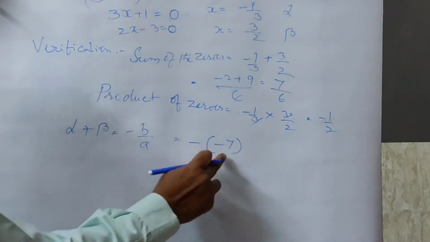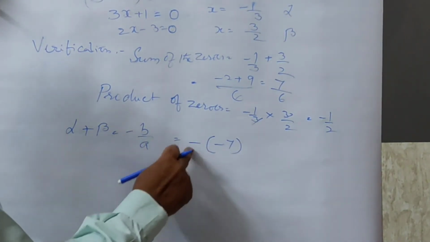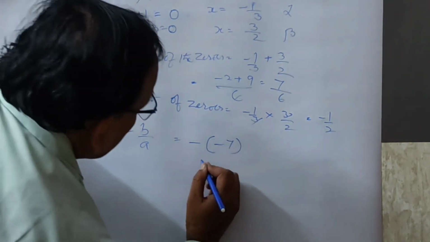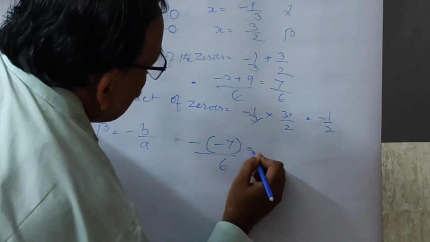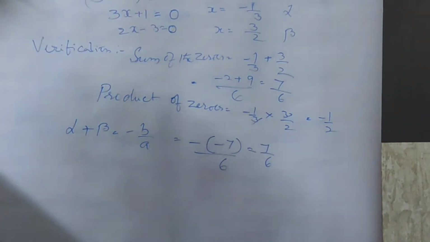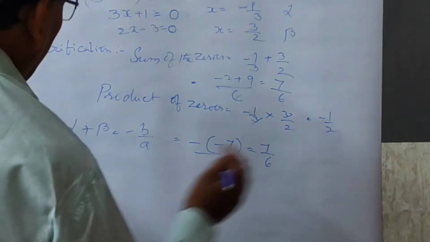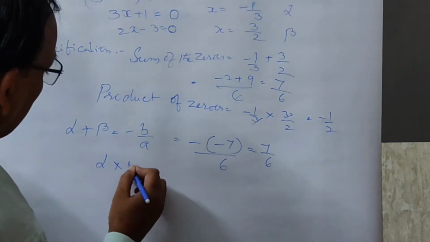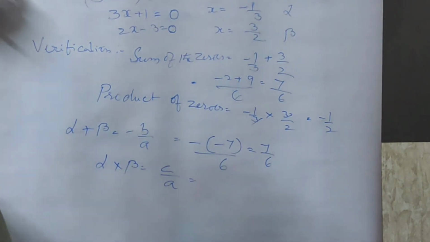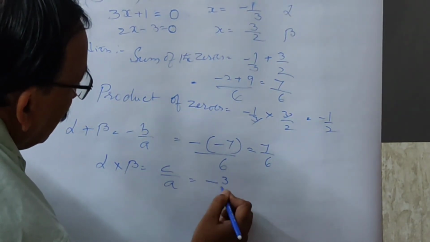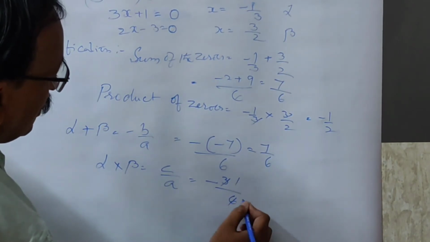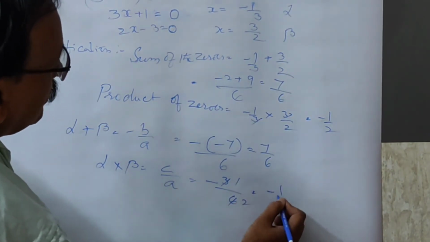Observe, our formula is minus b by a, that is minus of minus 7 by 6, which equals 7 by 6. And then alpha into beta is equal to c by a. What is the c value here? Minus 3 by the a value 6. Simplify, 1 and 2, this is minus 1 by 2.